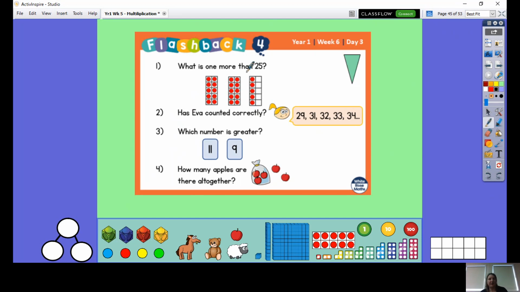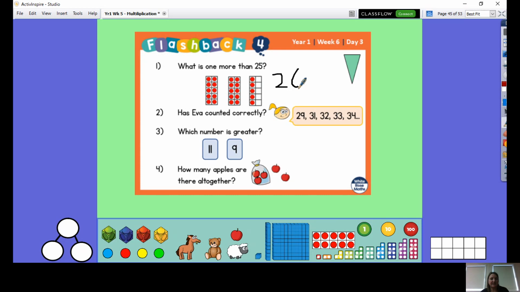Okay, so let's have a little look at this one. What is 1 more than 25? We've got 10, 20, and we've got 1, 2, 3, 4, 5, 6. So 1 more than 25 is 26. Fantastic. So if I added another one in there. Brilliant. Has Eva counted correctly?